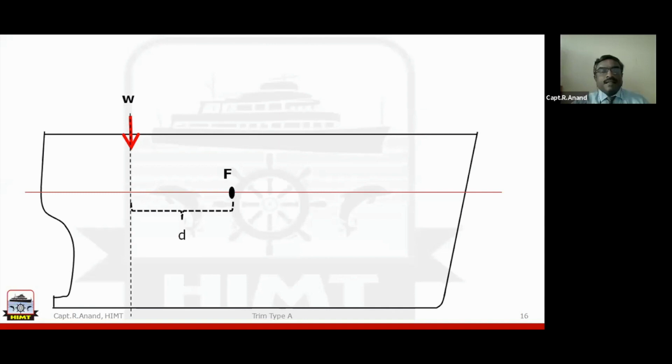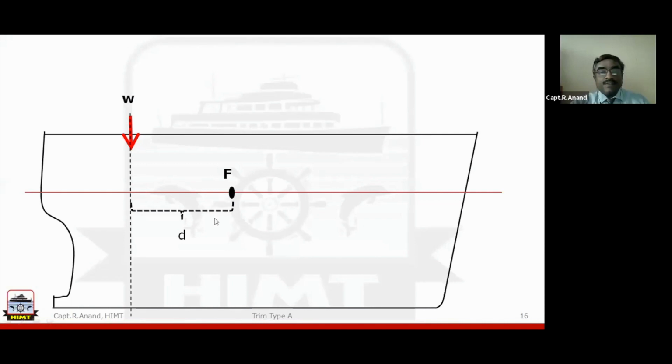Now, there is also going to be a trim change. And that trim change depends on the moment created because of the loading of this weight. How much moment is going to be created depending on this weight loaded? That's going to cause your trim change. And how much will this moment be? It's going to be the product of force and distance. Distance is D, so W into D. That is the moment. And this distance is from the center of flotation.